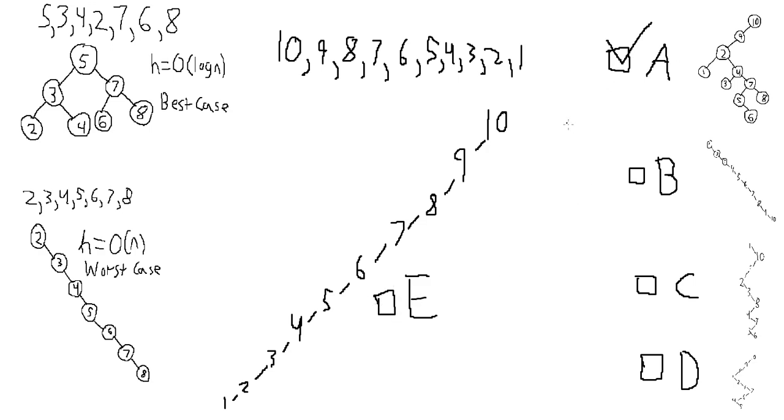And so we know that the only one of these that wasn't the worst case scenario, the only one of these that had branching, that had a node with 2 children instead of just 1, was A. So A is not the worst case scenario, and therefore A is the correct answer to this question.